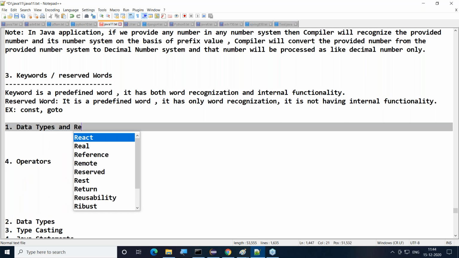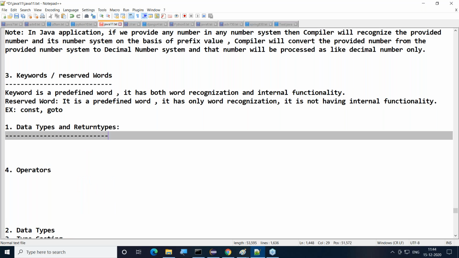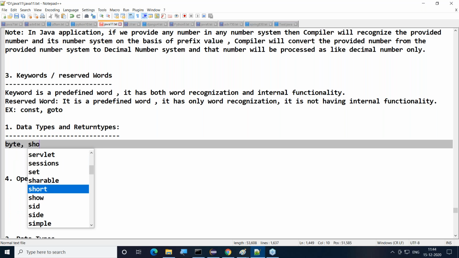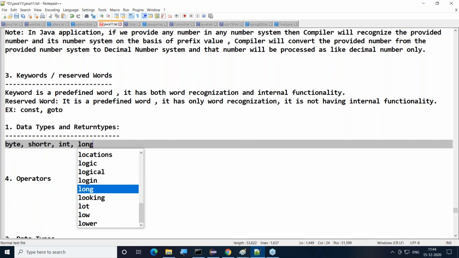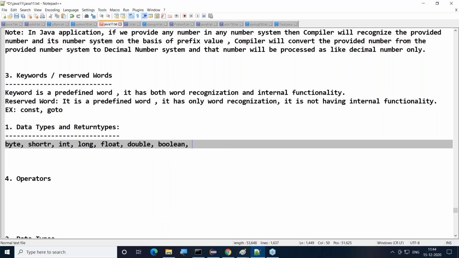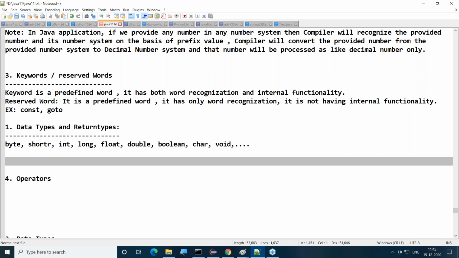First, data types and return types. If you observe this category, a number of data types and return types are available, for example byte, short, int, long, float, double, boolean, char, void, and so on. If anything is remaining, we can observe this.